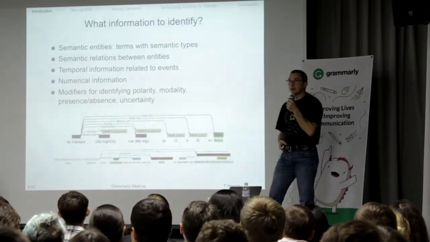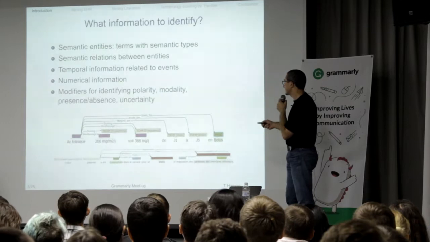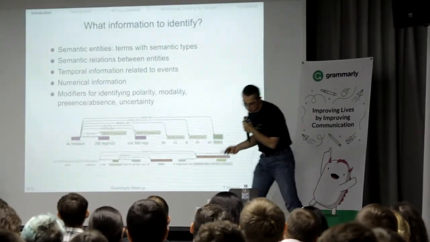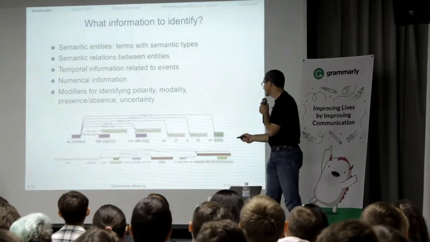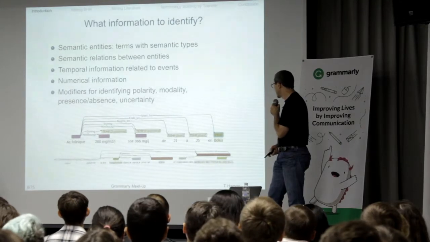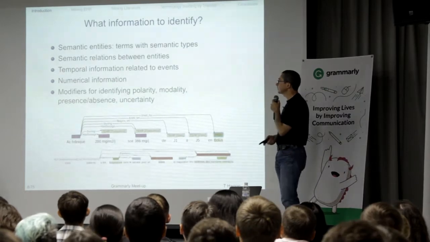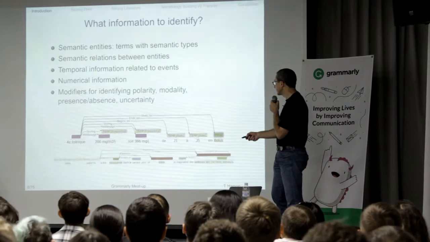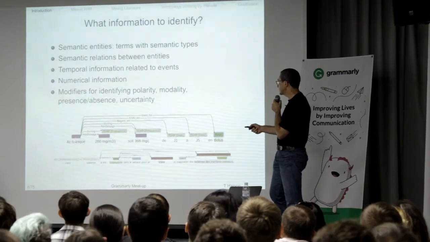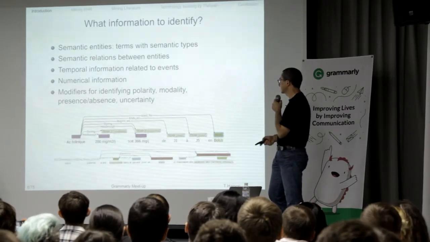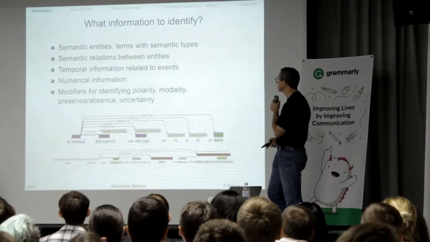So what kind of information do we have to identify in the text? First, semantic entities. For instance, here I see a drug, or here a procedure, also disorders. There is also a lot of semantic relation between the entities. So, for instance, here we can have a relation between the drug and the frequency of the use of the drug, with the dosage also.